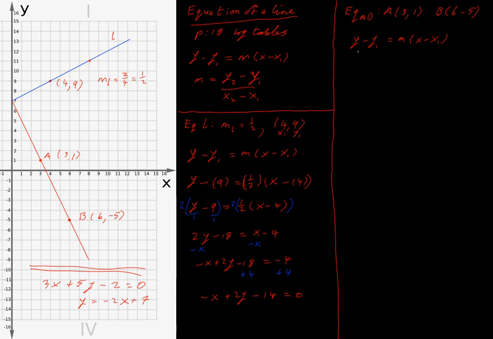So I know I'm dealing with the equation of a line, so I write down my formula. Now x1 and y1 are a point. So I have 2 points. I have an x1, a y1, I have an x2, and a y2.